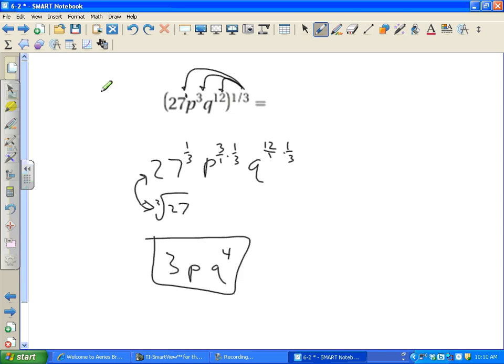The other way to look at this problem, and this probably makes more sense to you right now, I'm going to make this whole thing the cube root. If I make that whole thing the cube root, I still have 27, p to the 3rd, q to the 12th. Remember, those say the same thing. Notice that I'm going to get the same answer here. The cube root of 27, that's 9 times 3, 3 times 3 times 3. From the 27, I will take out a 3.